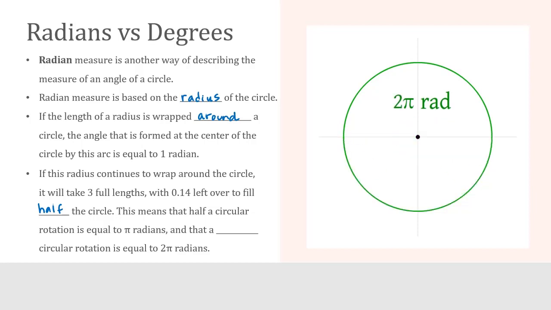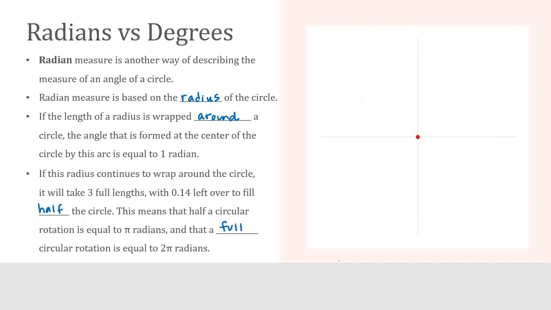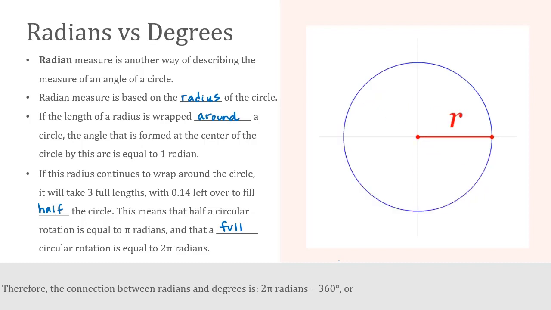Now, 3.14 is equivalent to pi. So what this means is that half a circular rotation is equal to pi radians, and that a full circular rotation is equal to 2 pi radians. Now, what does that mean in terms of radians and degrees? Well, we now know that 2 pi radians is equal to a full rotation. We also know that 360 degrees gives us a full rotation around a circle. Now, if I divide both sides of that equivalency by 2, then I could rewrite this as saying that pi radians is equal to 180 degrees.